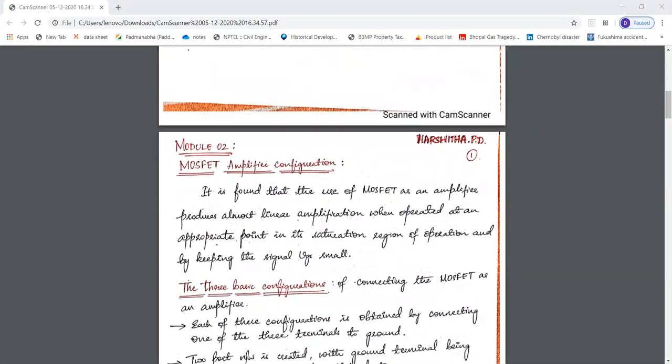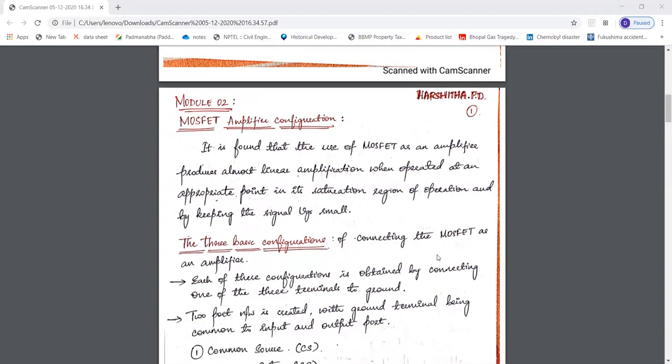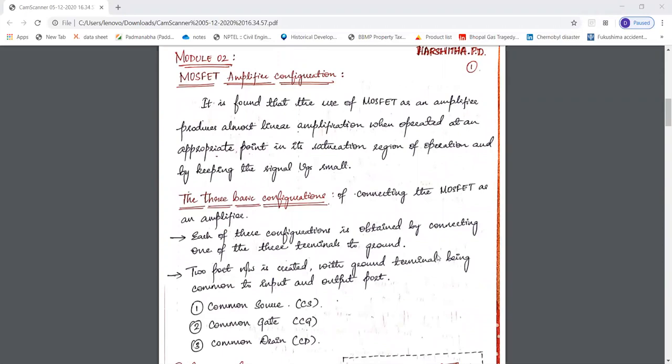To start off with module 2, first we are going to study the basic amplifier configurations. So in the previous module, module 1, we studied that linear amplification is produced by the MOSFET as an amplifier when it is operated at an appropriate point in its active region of operation by keeping the input signal small, isn't it? So now here the MOSFET has three basic configurations.